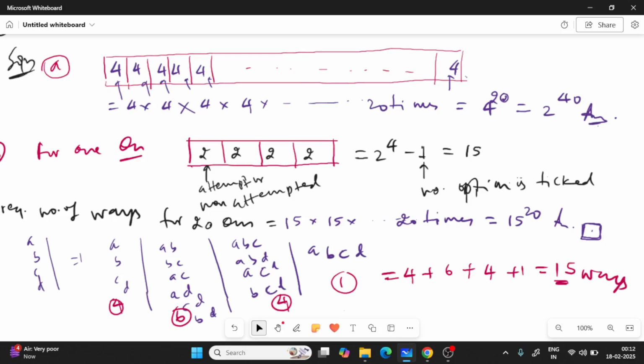Now you have to answer 20 questions. So for each question you have 15 choices: 15 into 15 into 15, 20 times. So it would be 15 to the power 20, and this is your required answer. So when single correct questions are there, you would have 2 to the power 40 ways, and when multiple correct questions are there, you can answer the paper in 15 to the power 20 ways. Okay, thank you.